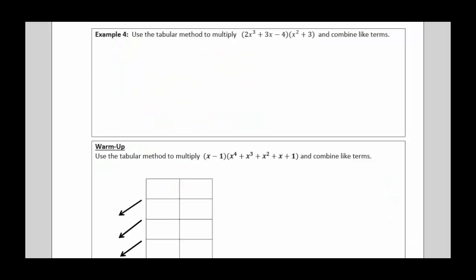All right, so for example 4, we're going to use the tabular method to multiply. And so we're going to need it looks like 3 by 2, but it's not, because there's missing an x squared term, so there's actually 4 terms here, and here we're missing the x term. So there's actually 3. This is a 4 by 3. So I'm going to draw a 4 by 3 here.